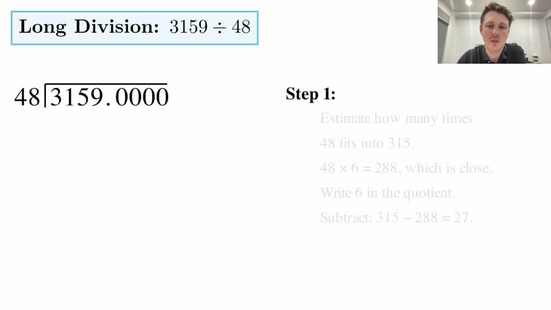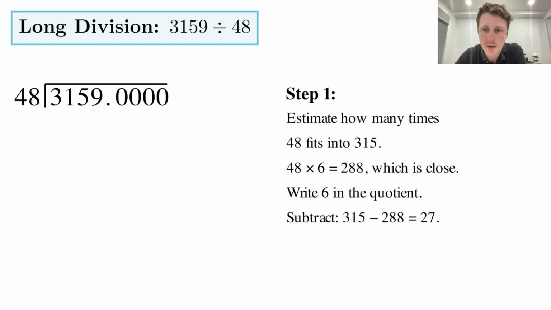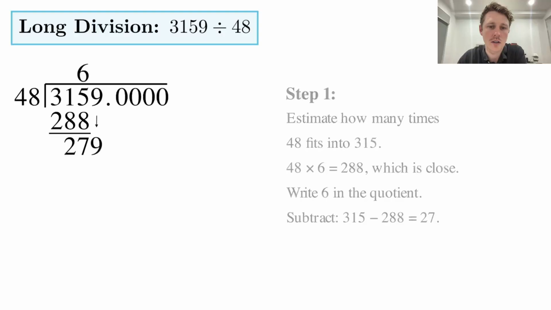So we can say that our first step is to estimate how many times 48 fits into 315. And this will take a bit of working it out on the side, but 48 times 6 is 288, which we know is close. So then we write 6 in the quotient, and then we do a subtraction. So we write a 6 at the top, and then we subtract 288, and that gives us 27. And then the next part from here is to bring down the next number in the dividend. So the next number is 9, so that 9 is going to come down.